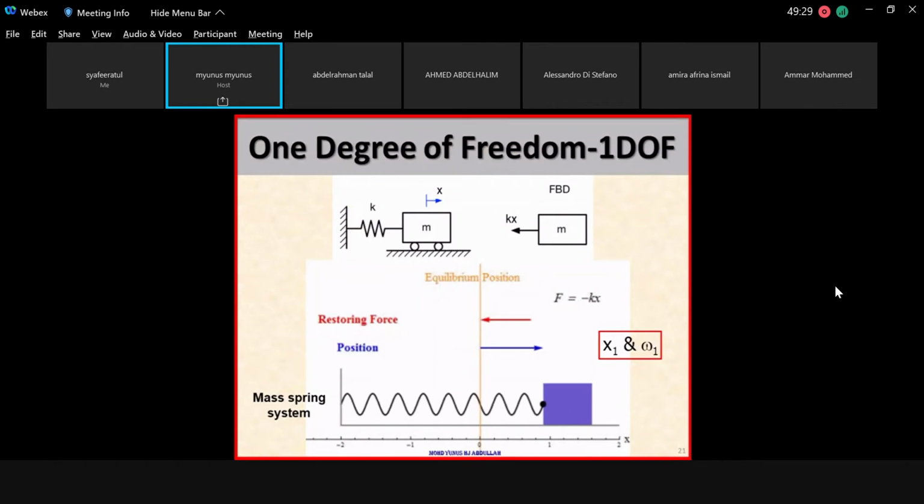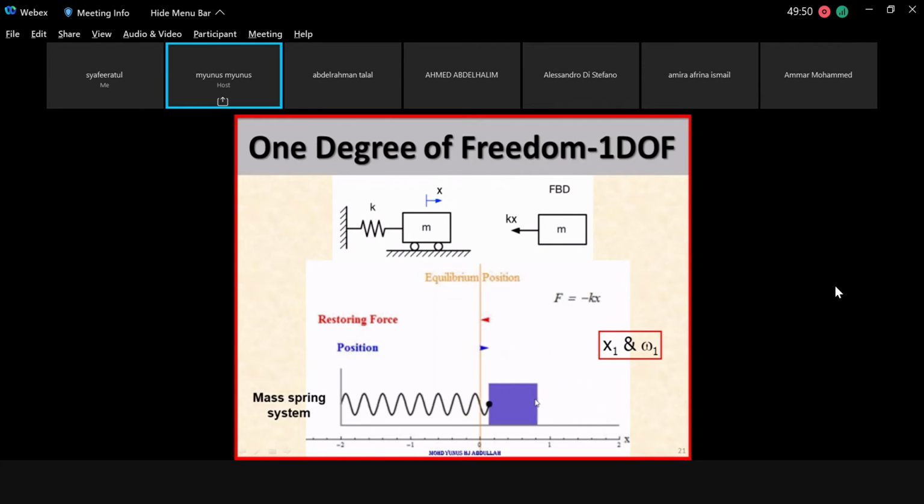Okay, this one, the 1 degree of freedom, again, come back to 1 degree of freedom. This is our concern today. Look at the position. Look at the most important thing, the motion and also the restoring force. The motion will be toward my right, isn't it? But the restoring force is always against the motion.